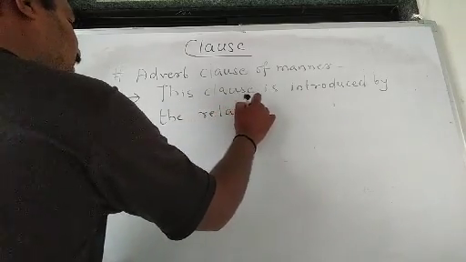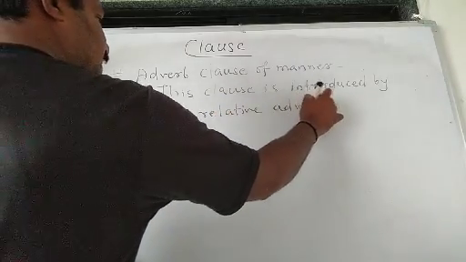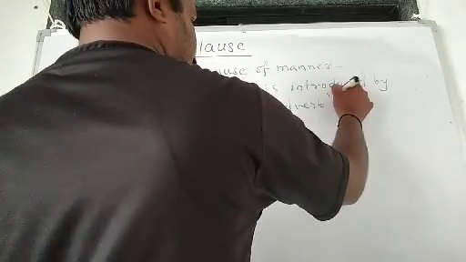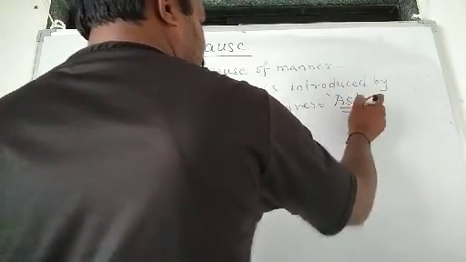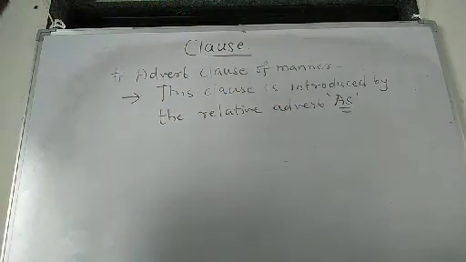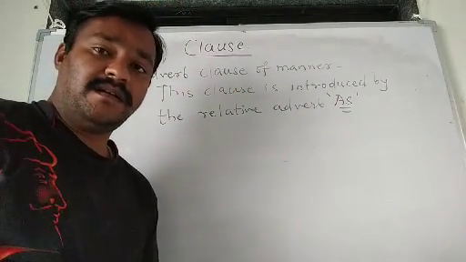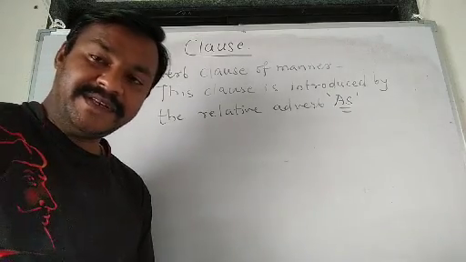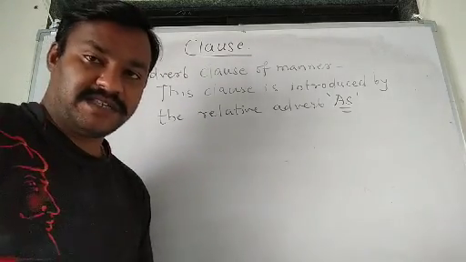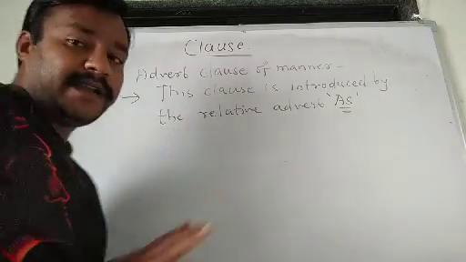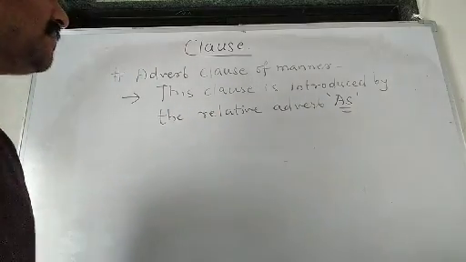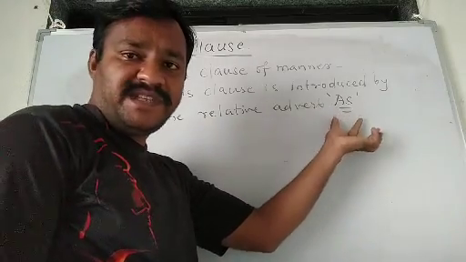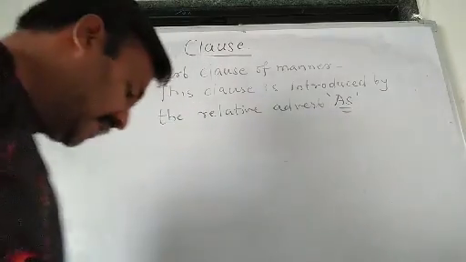The relative adverb as. So, friends, actually, manner of the action is mentioned in all the types of adverb clauses, but this is separate. How to identify it? Relative adverb is used, which is as. Let's have some examples.